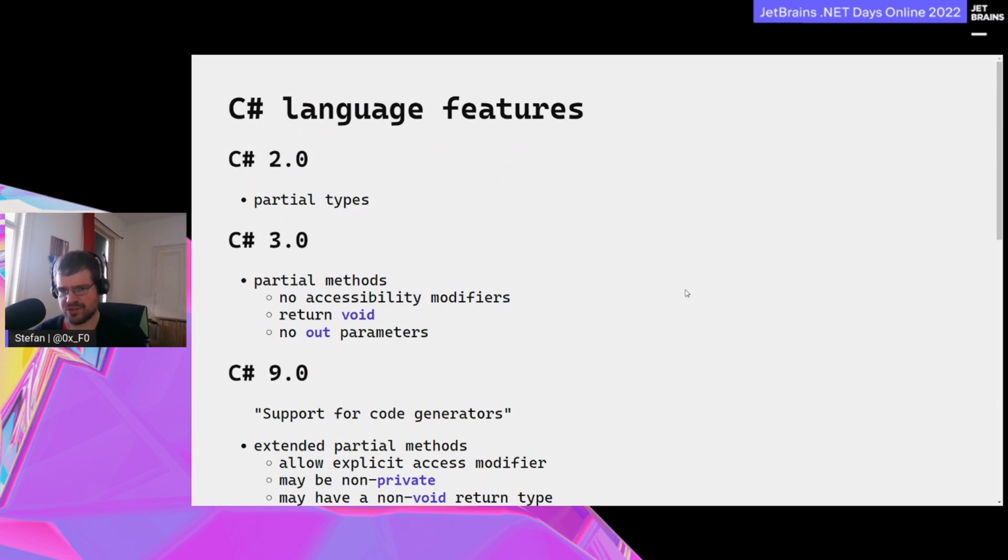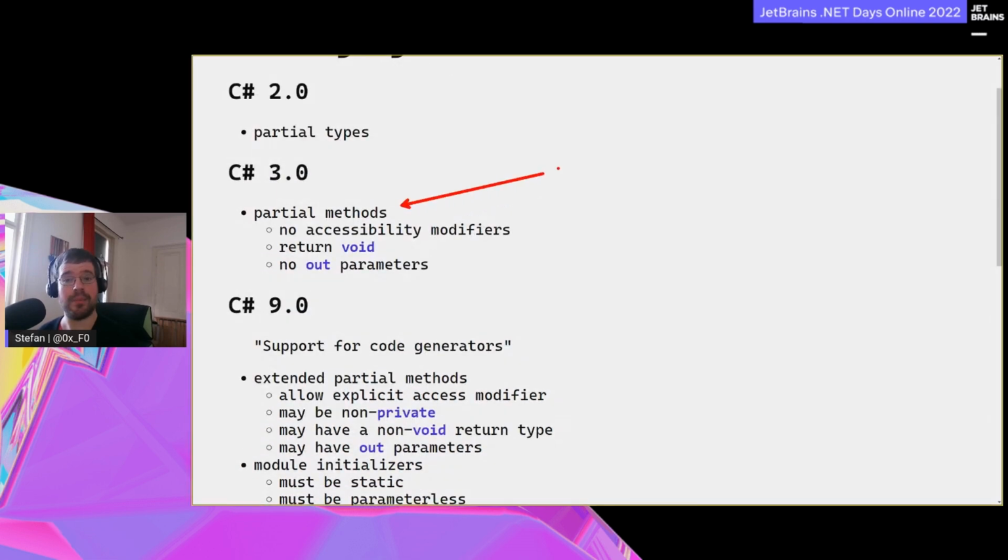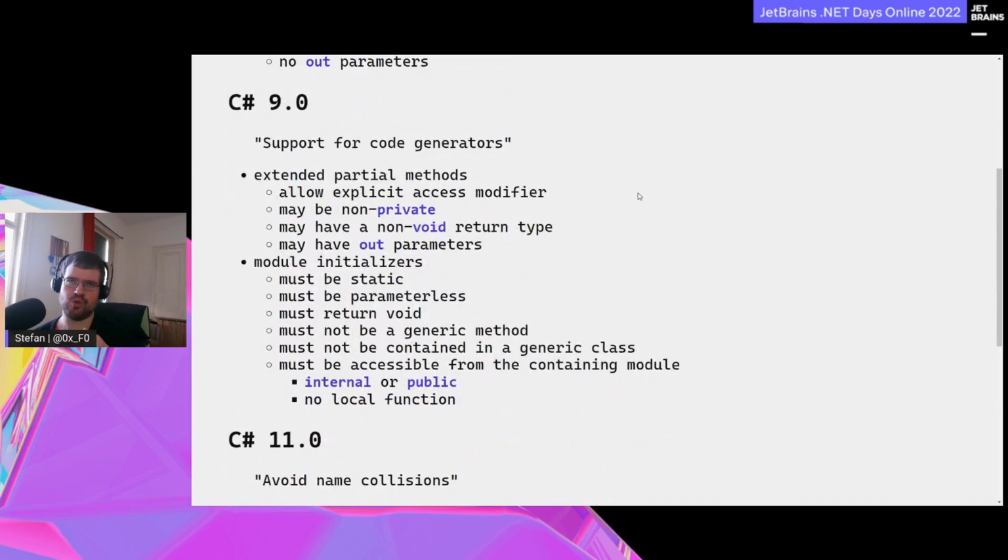In order to utilize source generators, we need a couple of language features. One of the most important language features is partial. So C# 2 added partial types, C# 3 added partial methods, and in C# 9, the rules around partial methods have been relaxed a little bit. Previously, with C# 3, a partial method must be void, and it is implicitly private. With C# 9, partial methods can also return values or have out parameters as well.